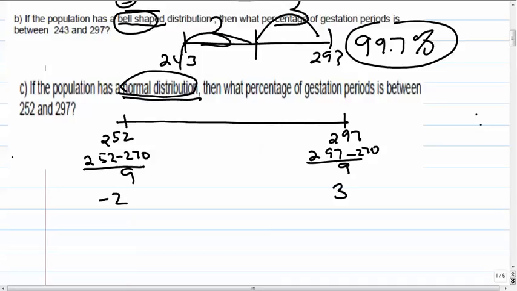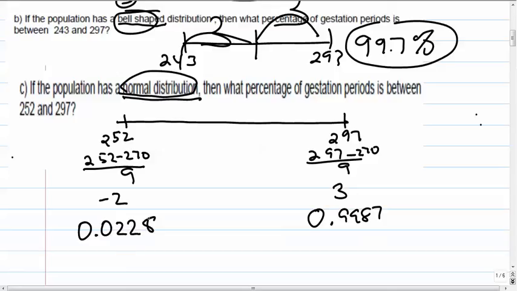So the percentages associated with -2 and 3 off of the z table. Let me find that for us. Okay, I don't have this one available right yet, but for 3, 99.87. For -2, 0.228.